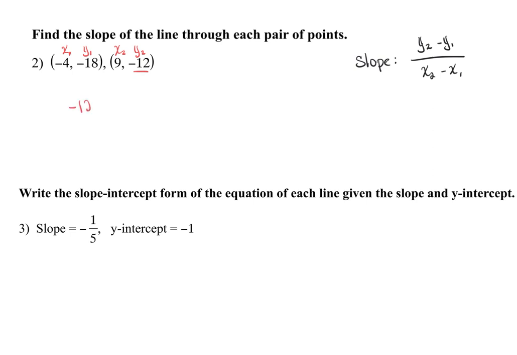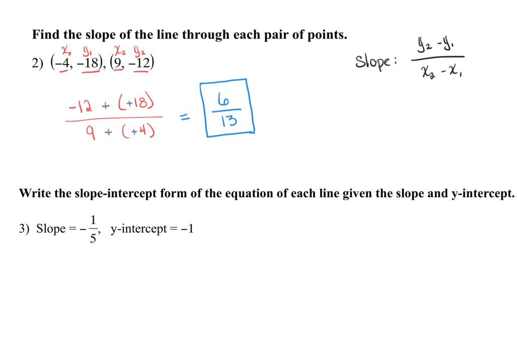y2, negative 12, minus y1, that is a negative 18, all over x2, 9, minus x1, negative 4. It's always subtraction for this, so in this case, I'm subtracting a negative, so I do apply my subtraction rules. When I'm subtracting a negative, that is adding a positive. Same thing on the denominator, adding a positive. And so I'm going to get negative 12 plus 18 gives me 6. 9 plus 4 gives me 13. If I could reduce it, I would, but this one does not reduce, so I'm going to leave it as 6/13.